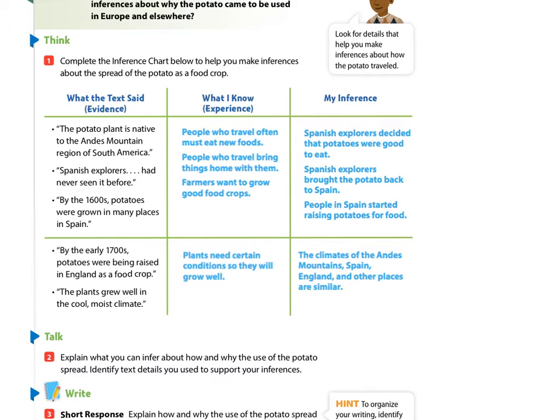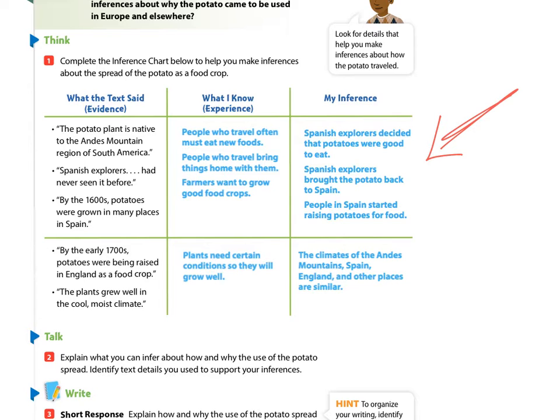Well, growing readers, think about their schema, their background knowledge, or what they already know. I already know that people who travel often must eat new foods. People who travel bring things home with them, and farmers want to grow good food crops. So I can infer, and this is my inference, I can infer Spanish explorers decided that potatoes were good to eat. Spanish explorers brought the potato back to Spain, and people in Spain started raising potatoes for food.